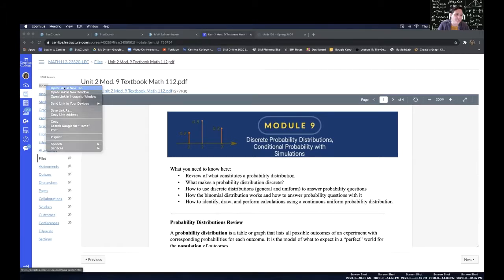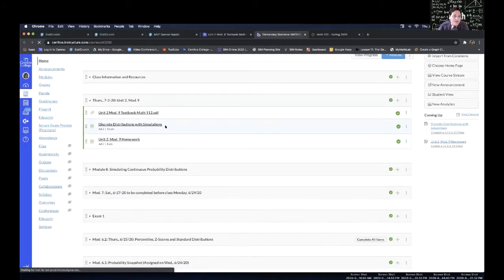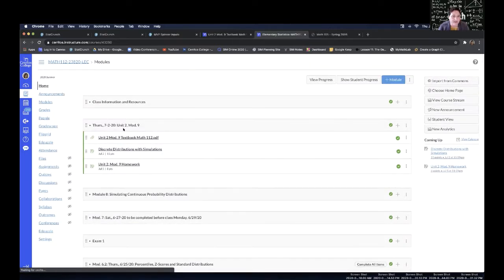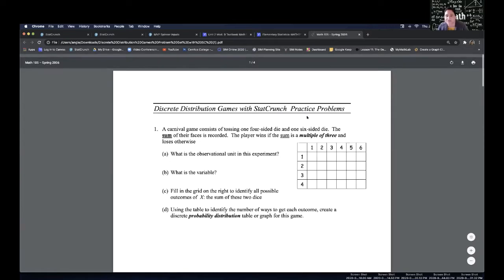Show you what we're going to be working on, our module page. I posted module 9 last night so that we could work on it today. And we're going to be going over discrete distributions with simulations. And before I move on, this worksheet, it's not as exciting as the previous worksheets that you've been looking at.